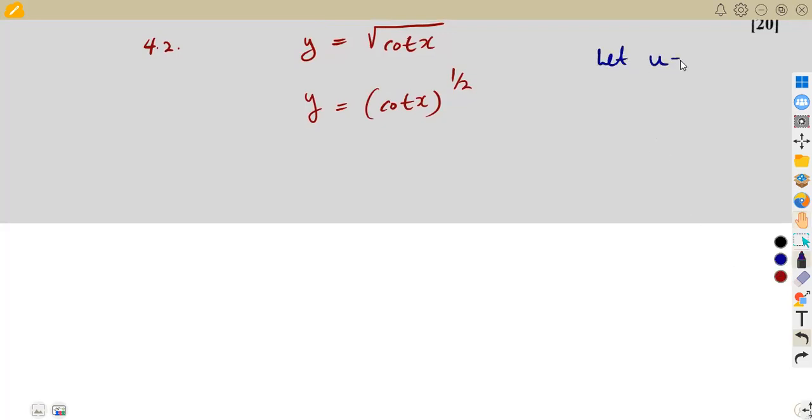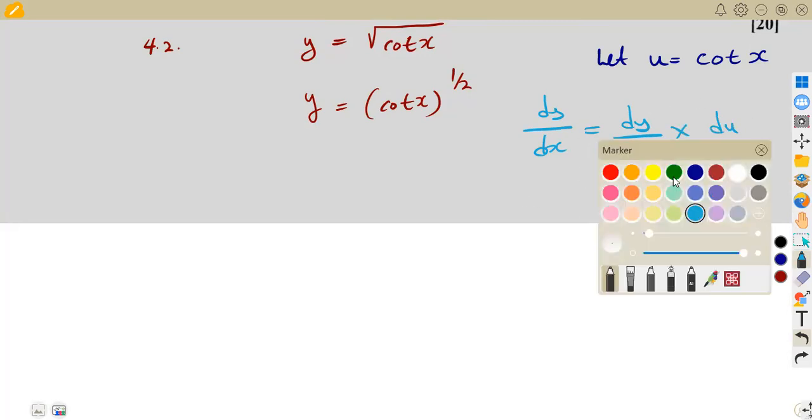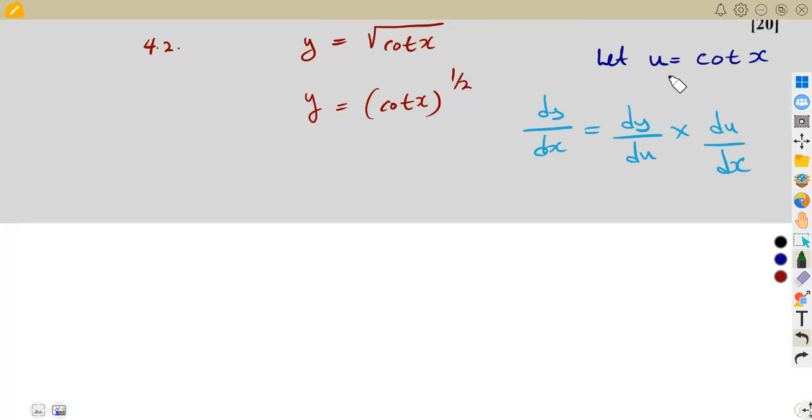So let u be equal to cot x, so that we'll be able to apply the formula that we are given, that the derivative of y with respect to x must be equal to dy du times the derivative of u with respect to x. Where is this actually coming from? Since we have introduced u in this case, that u is the same as cot x, we are going to have something of this nature.